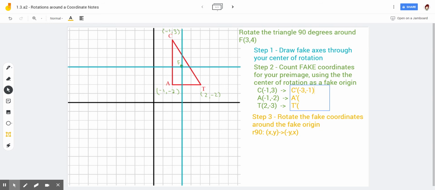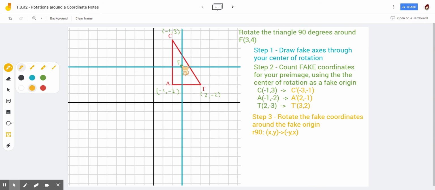Oops. -2 is going to switch its sign and become +2, but -1 is going to stay -1. -3 is going to switch its sign and become +3, and +2 is going to stay +2. And then you're going to plot those points, counting again from the fake origin.